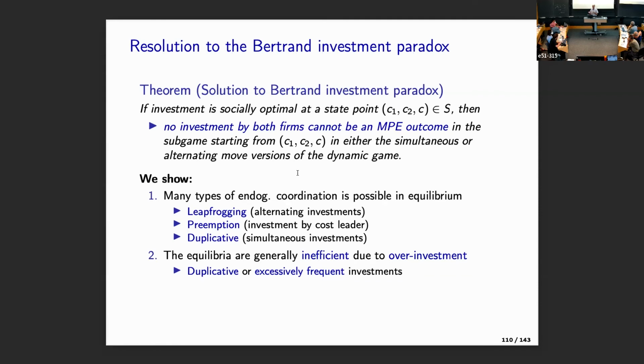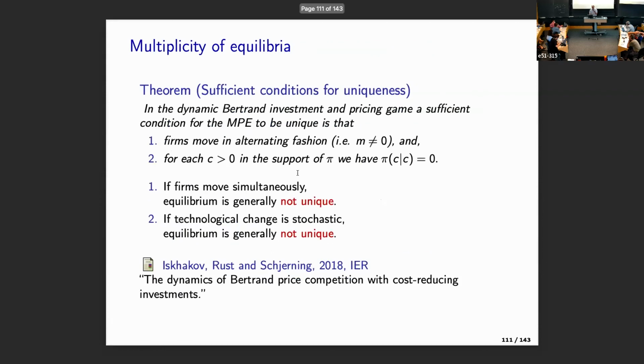You have preemption MPEs, where all of the investments are done by one firm, and the other firm never has an incentive to even try to invest. And that's kind of a sad outcome. You have duplicative investments. The inefficiencies in this industry primarily come from overinvestment, so somebody investing too often compared to the social optimum, or investing at the same time, so duplicative investments.